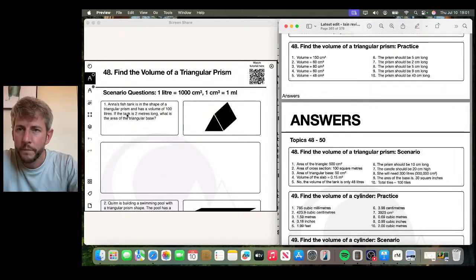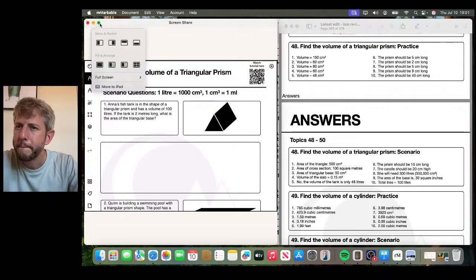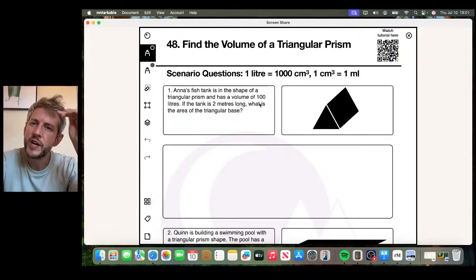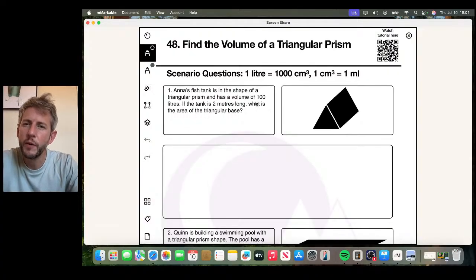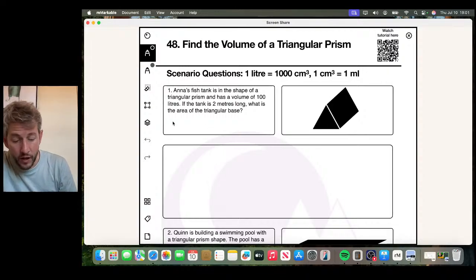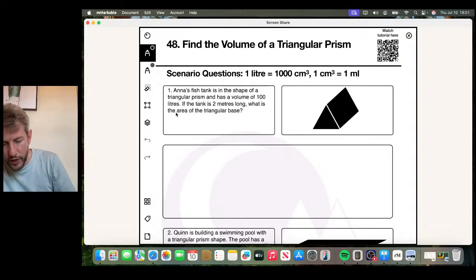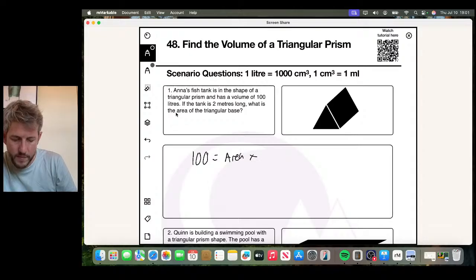Right. Question 1. Anna's fish tank is in the shape of a triangular prism and has a volume of 100 litres. If the tank is 2 metres long, what is the area of the triangular base? What a funny fish tank. Okay, right. Oh, well, it's not this way round, is it? It's going to be on its end. Right, so here we go. What we've got here is the volume is 100. So that equals the area of the face times length.